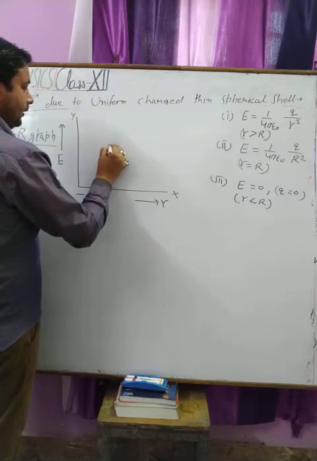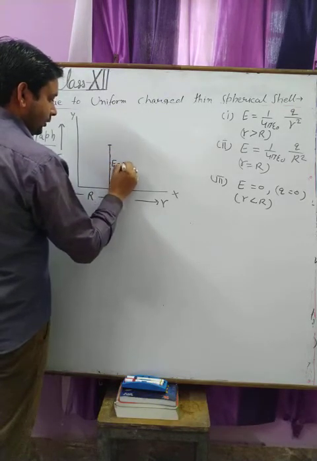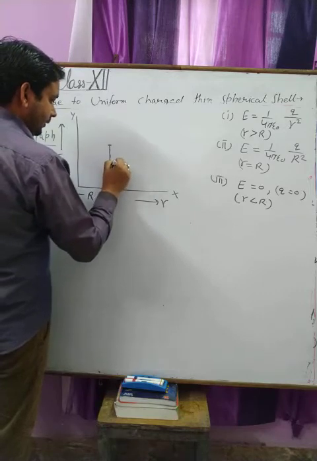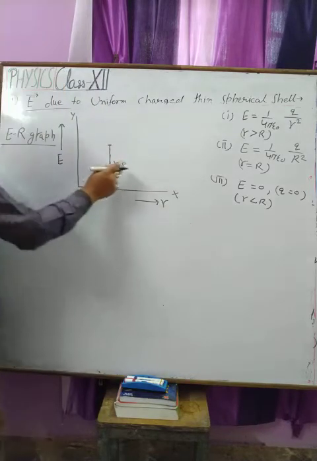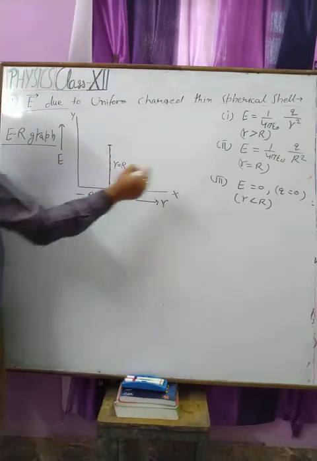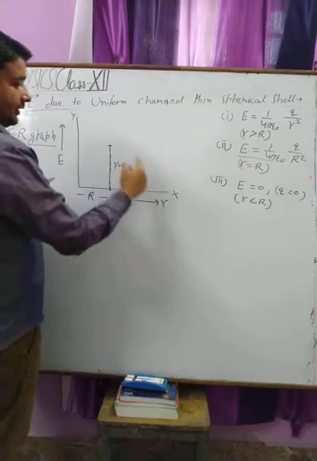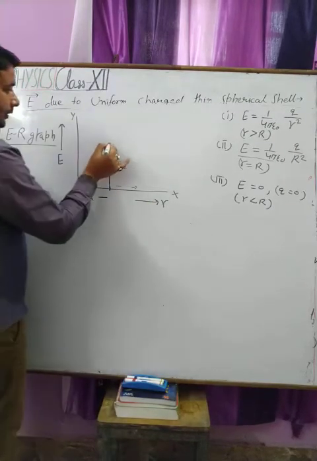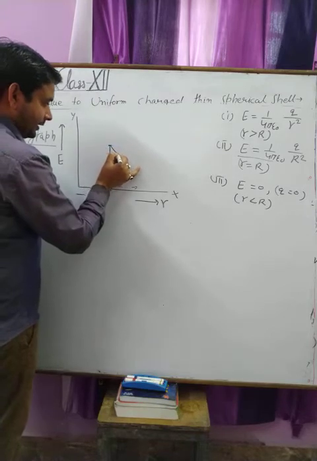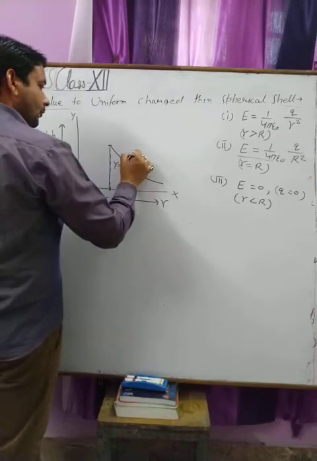At r equal to capital R this value is maximum, that is E at small r equal to capital R. This is the value of electric field at this point and you calculate here this value. Okay, and when the point is outside R, which means after this, we observe this value of electric field is depleted like this.